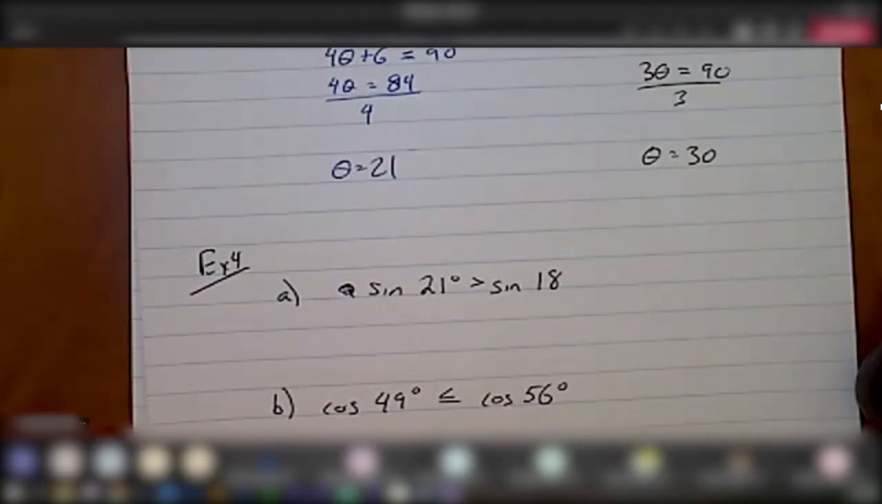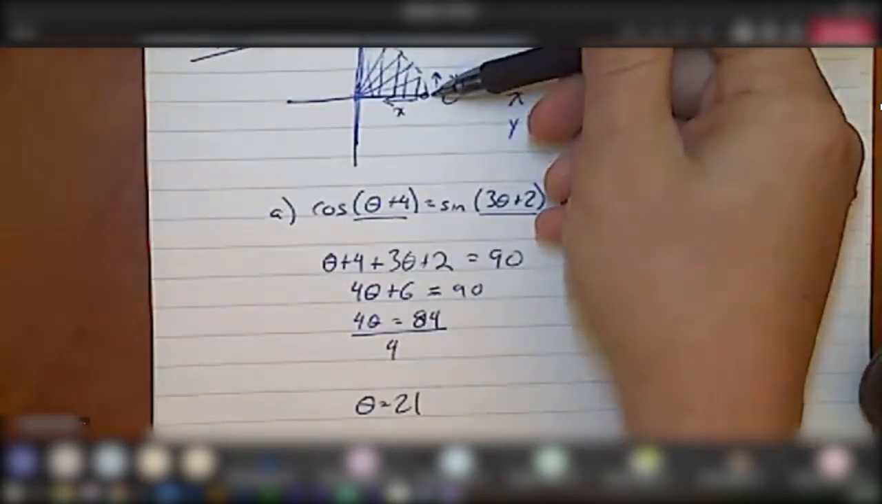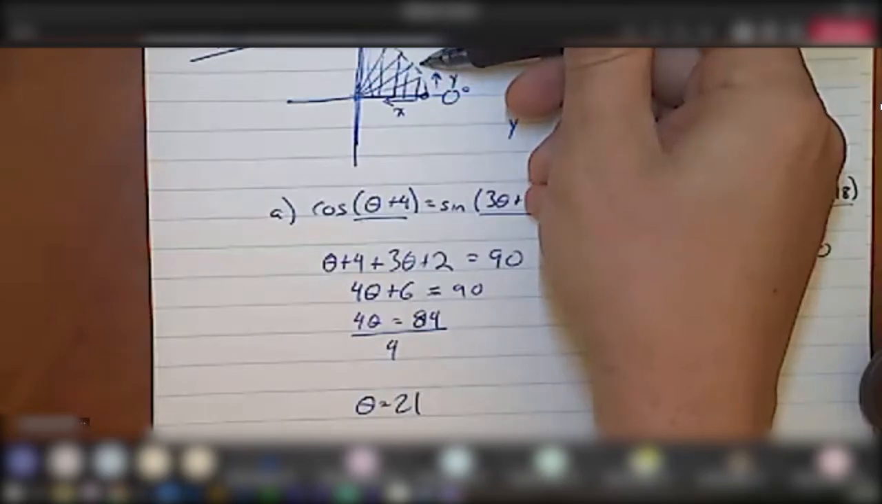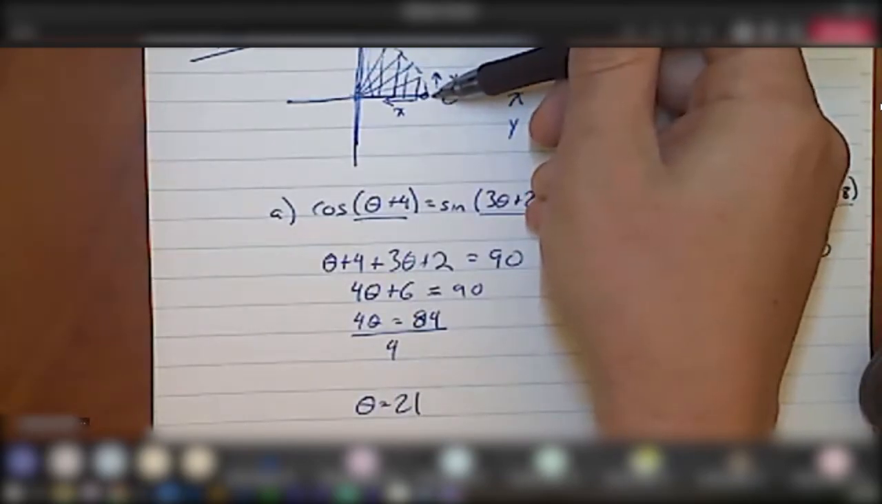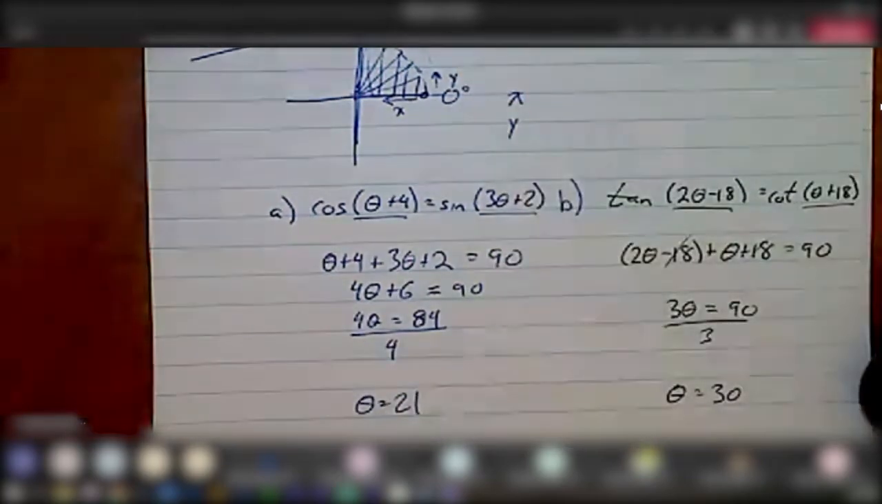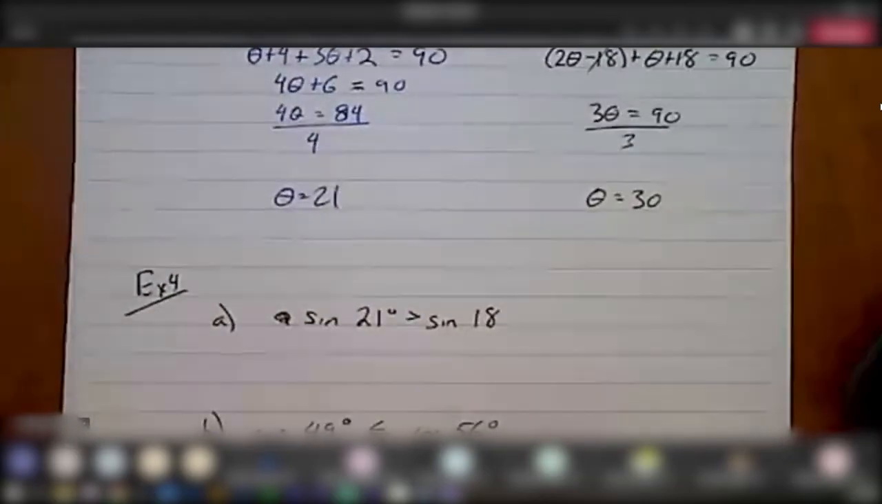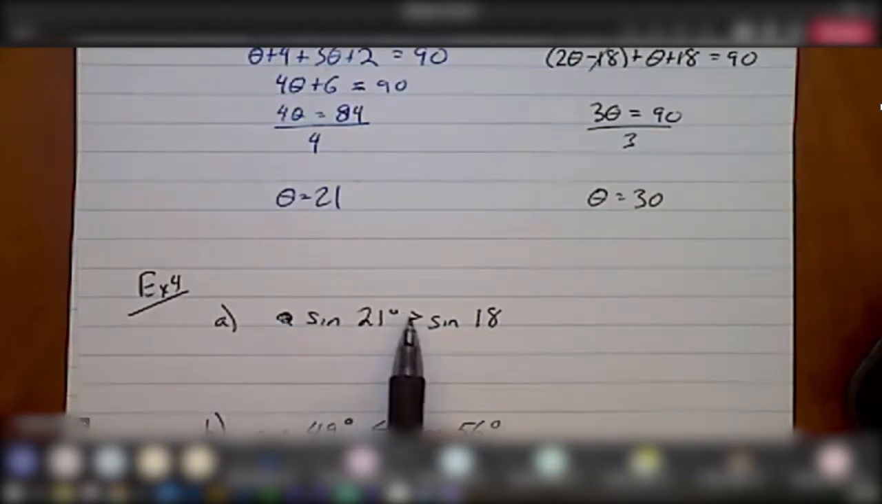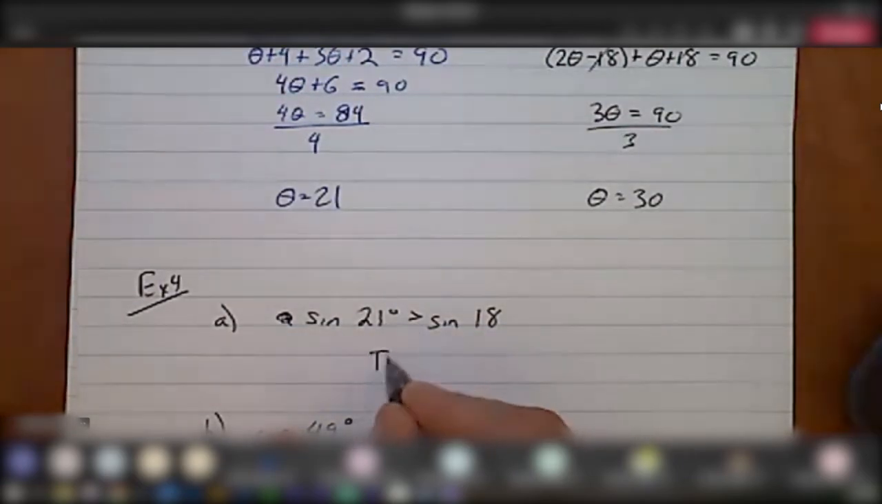All right, so I'm going to just move my paper down here for a second. We already know that as this angle rotates, as this opens up, y starts with 0 value and gets bigger as the angle gets bigger. Sine is controlled by y. So as the angle gets bigger, sine gets bigger. So is sine of 21 greater than sine of 18? Yes, it is. This is true.